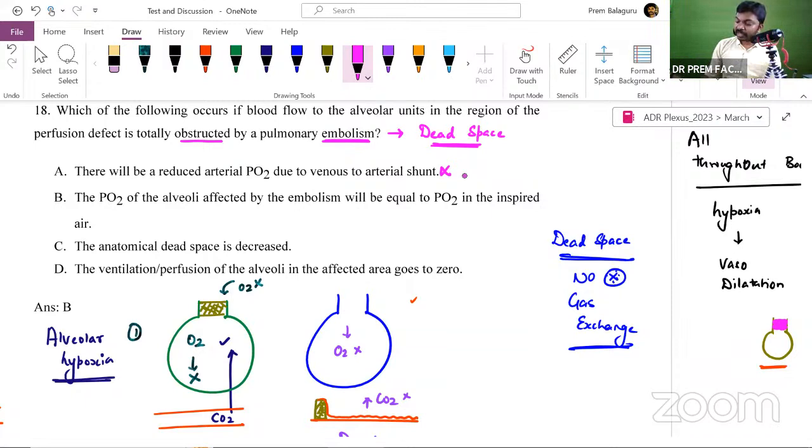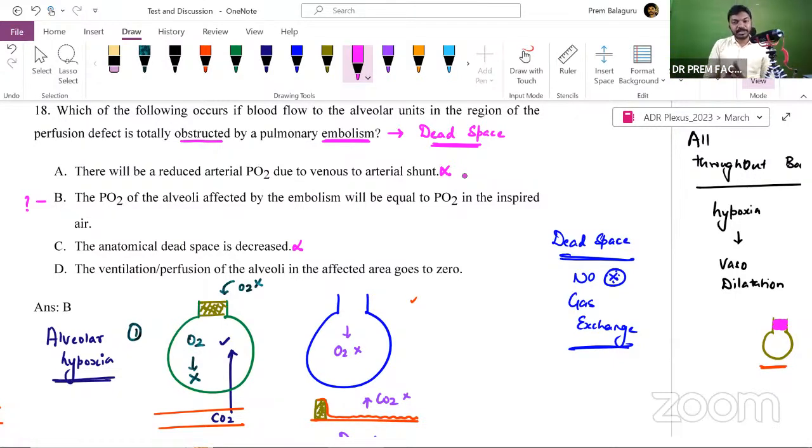The PO2 of alveoli affected by the embolism will be equal to PO2 in the inspired air. There is a possibility of having this question right. Option C, the anatomical dead space is decreased. Again, this is wrong. I hope you know what an anatomical dead space is.